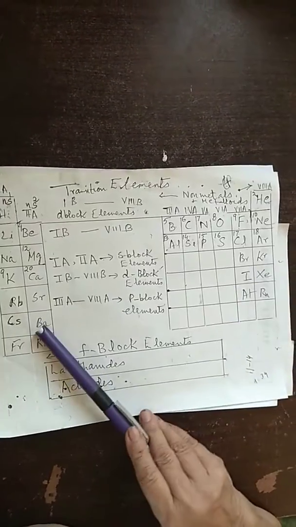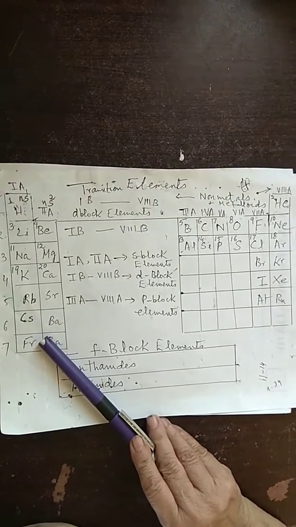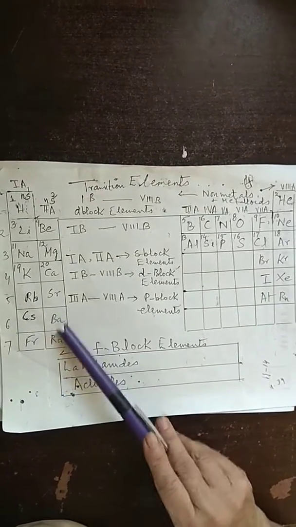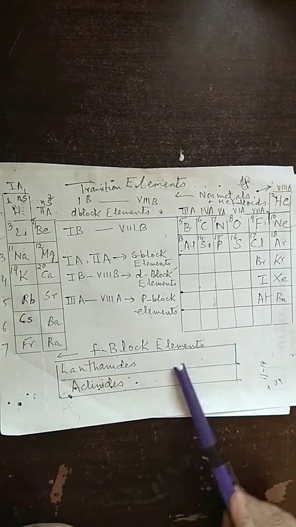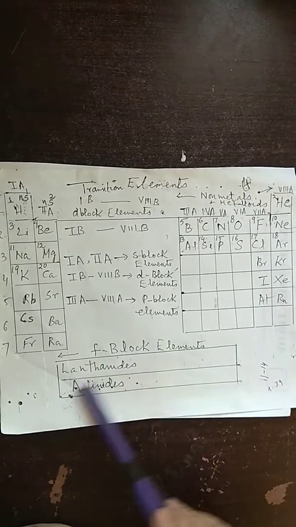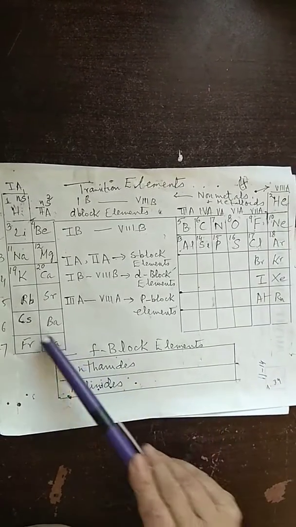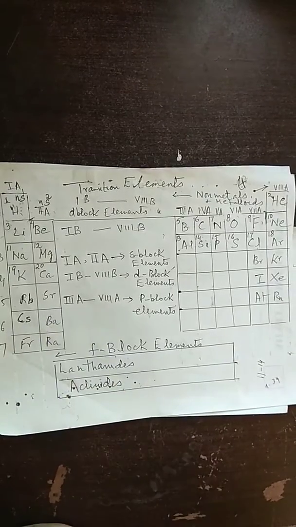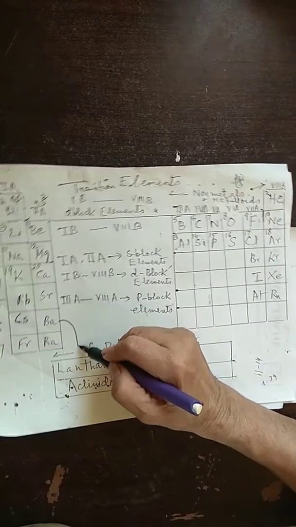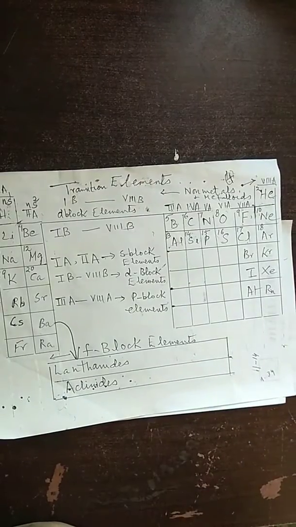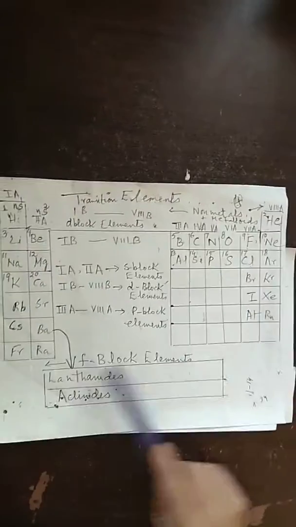Now, the sixth period is the longest period. It contains 32 elements. That is, there is another block of elements, which is known as the lanthanides. These are a group of 14 elements. They are also included in the sixth period. So actually the sixth period is the longest one, containing 32 elements.